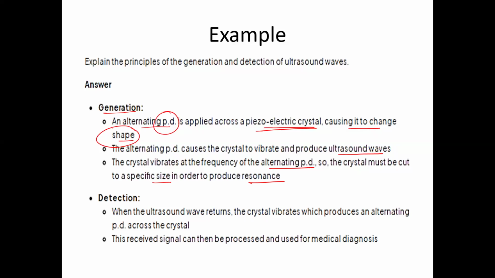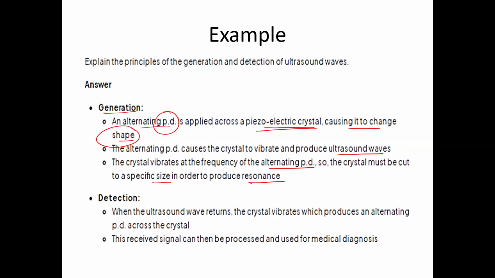The crystal vibrates at the frequency of the alternating potential difference, so the crystal must be cut to a specific size in order to produce resonance. तो ऐसा भी नहीं होना चाहिए कि क्रिस्टल जो है वो बहुत बड़ा हो ताकि वो इतने ज़्यादा वाइब्रेट ही ना कर पाए, या क्रिस्टल इतना छोटा हो कि बहुत ज़्यादा वो वाइब्रेट करना शुरू कर दे. तो we have to cut it into a specific size so that resonance can occur.